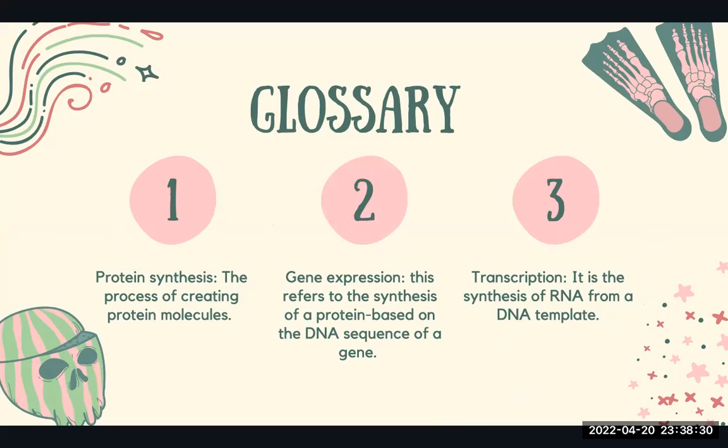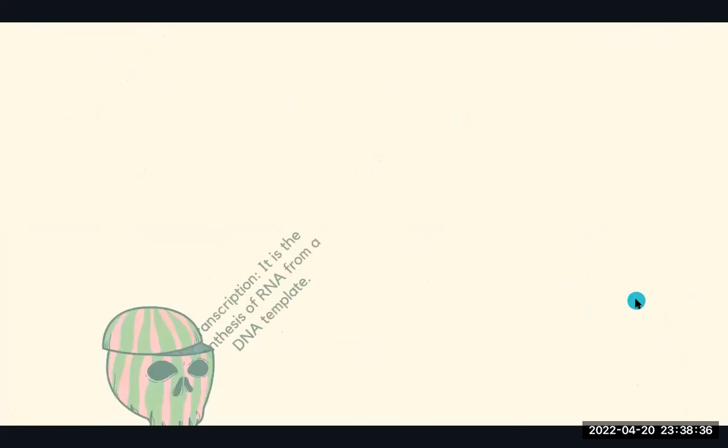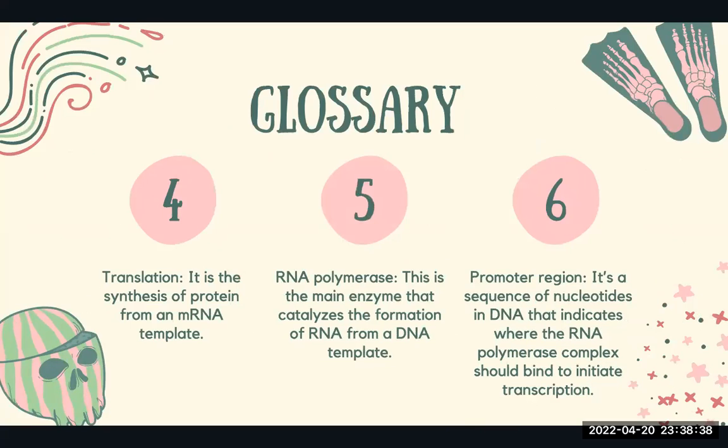Transcription. It is a synthesis of RNA from a DNA template. Translation. This is the synthesis of protein from an mRNA template. RNA polymerase. This is the main enzyme that catalyzes the formation of RNA from a DNA template. Promoter region. It's a sequence of nucleotides in DNA that indicate where the RNA polymerase complex should bind to initiate transcription.